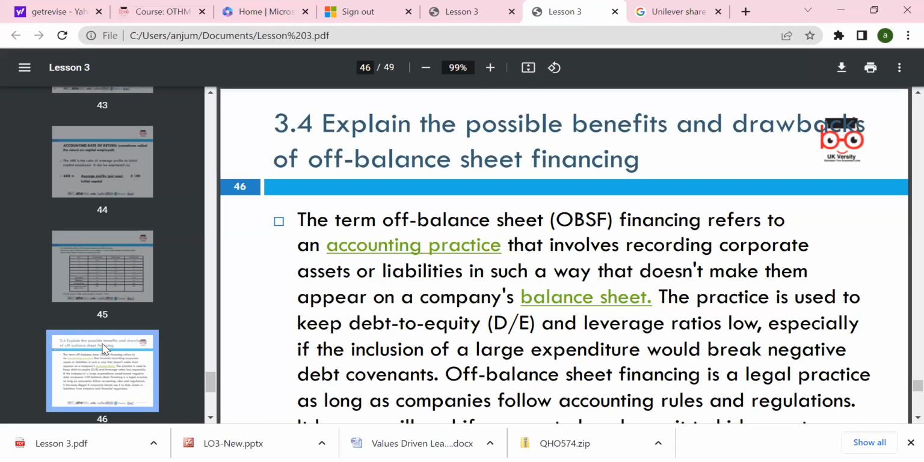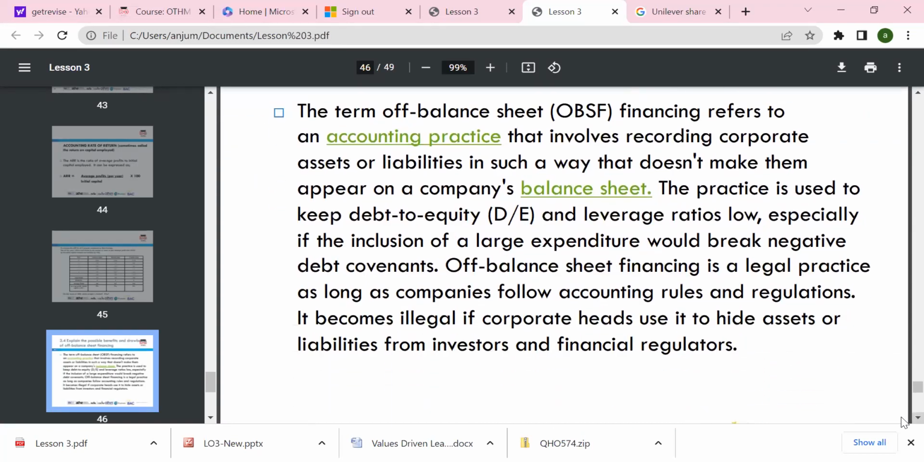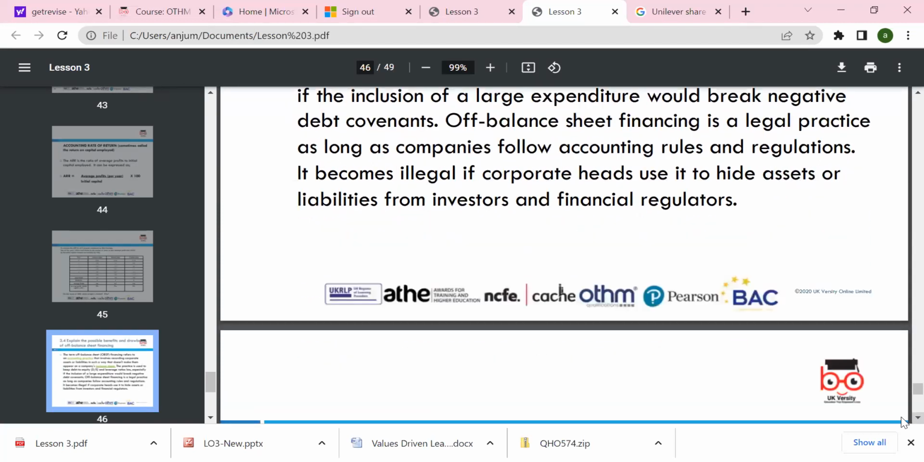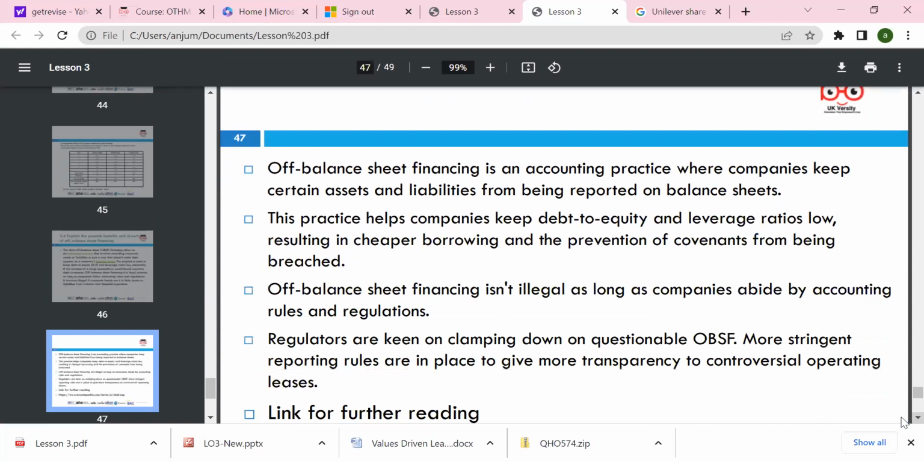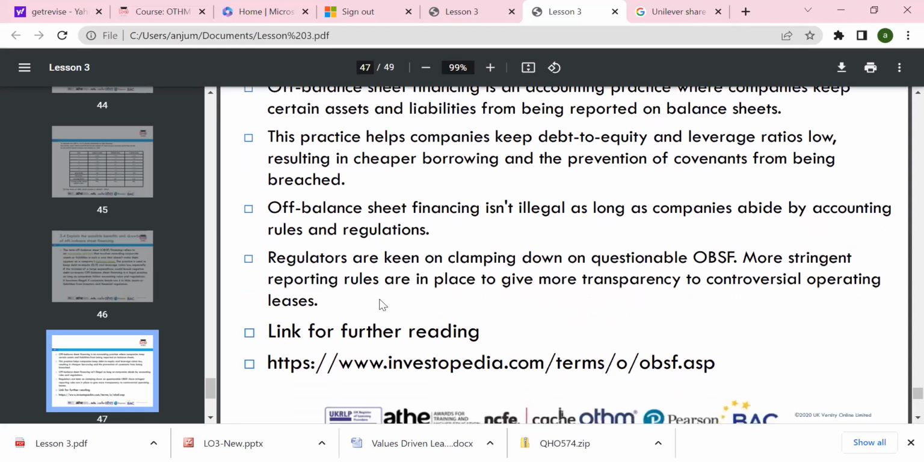Then explain the possible drawback of off balance sheet financing. Some items you don't want to show in the accounts. Accounting practices can be illegal, and there are debt to equity ratios which we want to be sure of. The financial statements need to be true and fair, as we discussed in the previous lesson, and we have to follow accounting rules. Off balance sheet financing is the practice where companies keep certain assets and liabilities off the balance sheet, so the debt to equity and liquidity ratios can be affected.